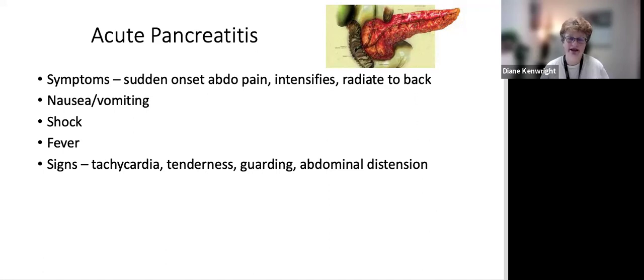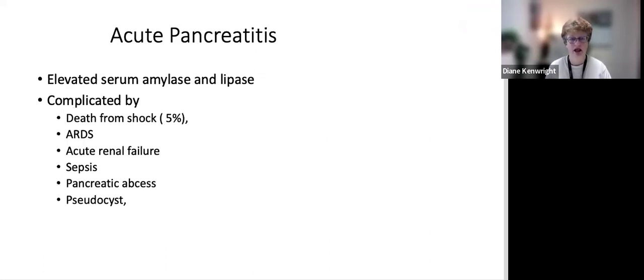And then we get the other signs. People often go slightly shocky with tachycardia. There's tenderness and guarding, and there's abdominal distension, sometimes because of the pancreatic-related peritonitis. So what are the investigations? We get elevated serum amylase and lipase. You will get pancreatic enzymes taught in your liver tutorial. At the moment, I think we just test for lipase. Check that out because I could be behind in my knowledge of chemical pathology.